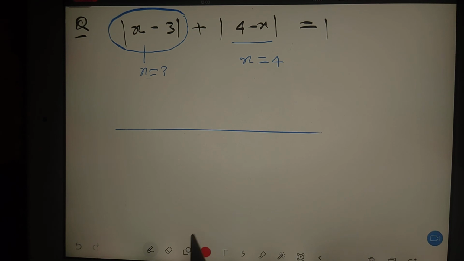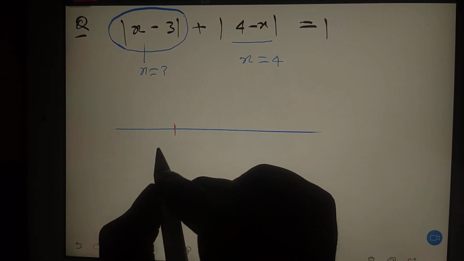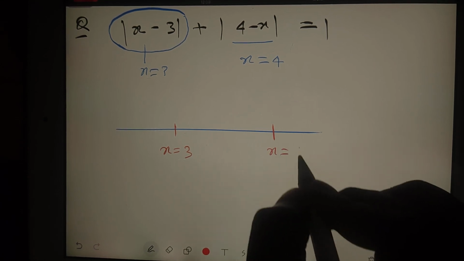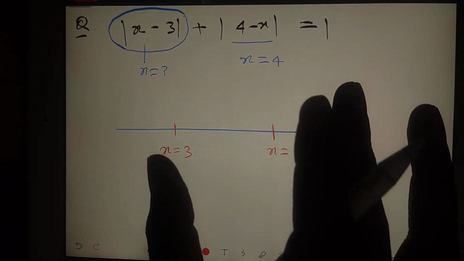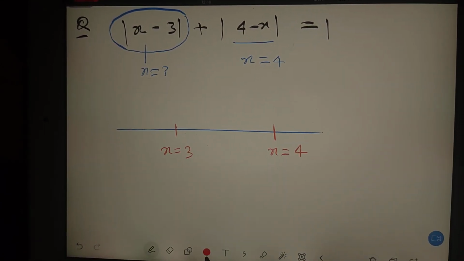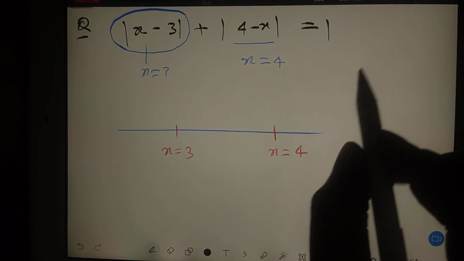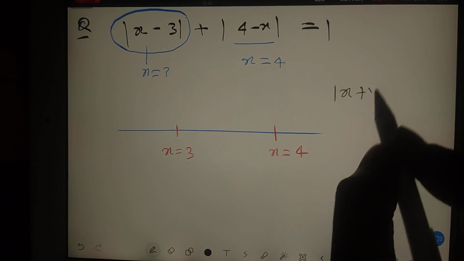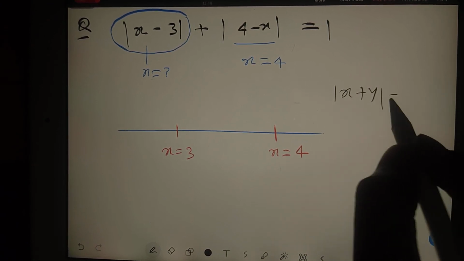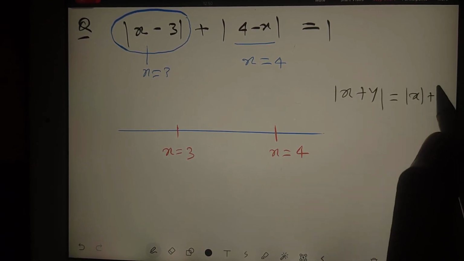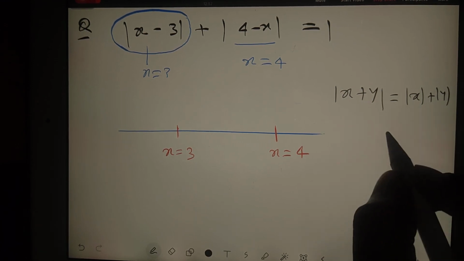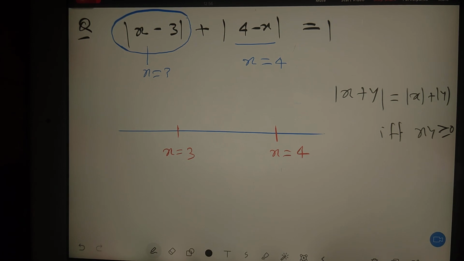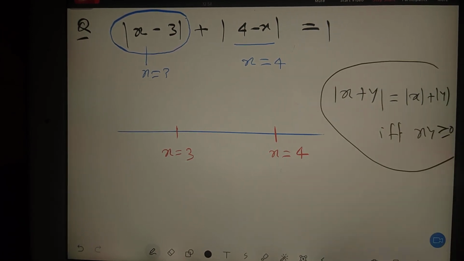So here I will put x is equal to 3, and here I will put x is equal to 4. Now you see the trick. Now understand one trick by using the formula. If you have |x + y| anywhere, this will be exactly equal to |x| + |y|, if there is a condition: if x into y is greater than or equal to 0. With this condition I can approach.